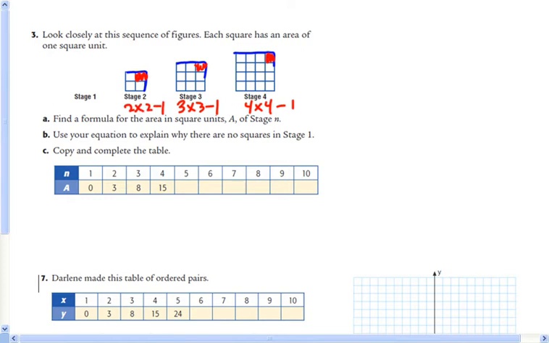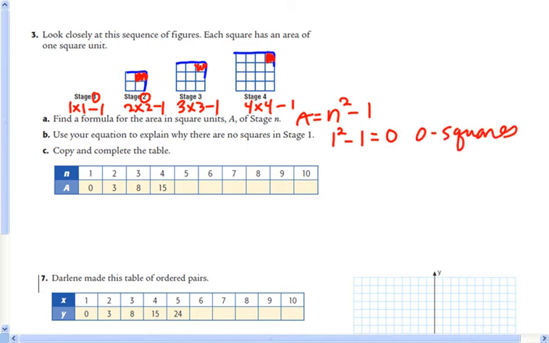And I wonder if that would work. So that's my stage number 2. So in stage 1 I would do 1 times 1 minus 1, which is 0. And notice there's no squares there. So that seems to work. And that's my answer to B. If my formula is area is equal to the stage, oh, they're saying use n for the stage, so n squared minus 1. And if I do 1 squared minus 1, that equals 0, so we would have 0 squares in stage 1.